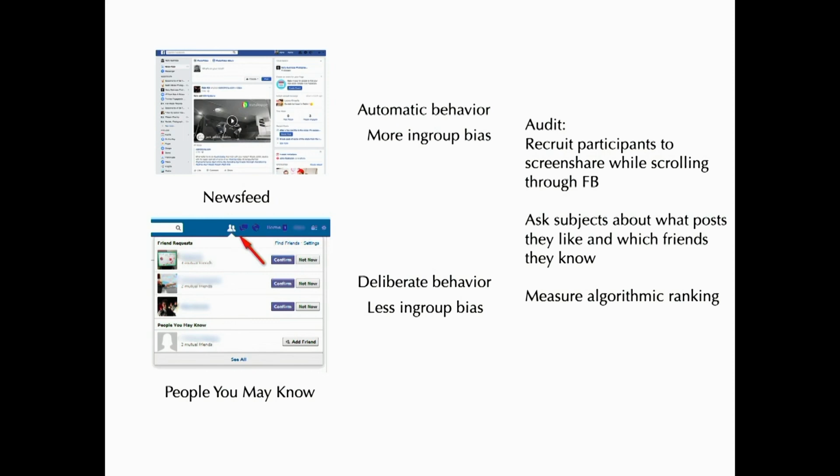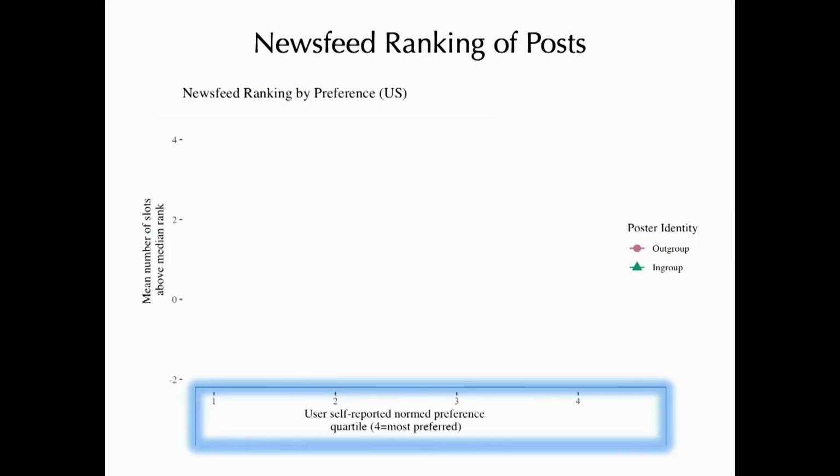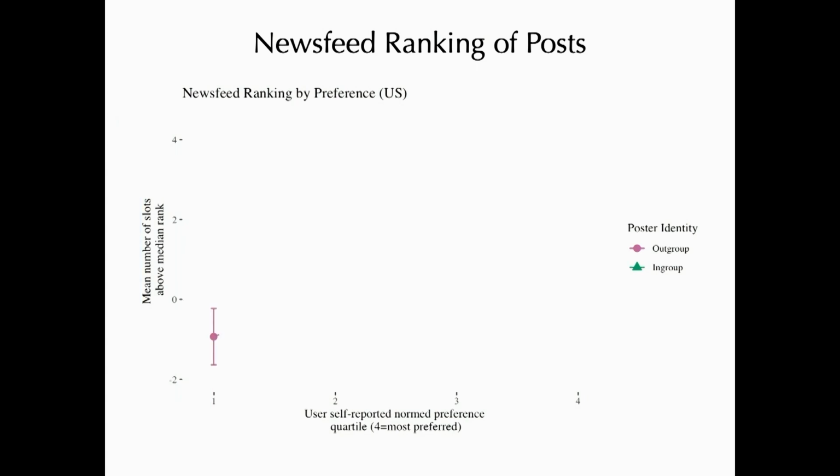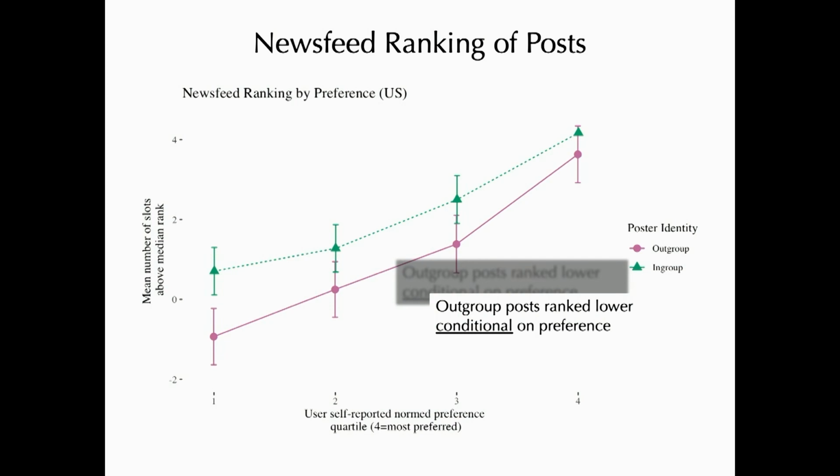Then I'm going to measure the algorithmic ranking. So the good news is, if I put self-reported preference for the post on the x-axis and the rank on the y-axis, you find that in fact, posts that are liked more are ranked higher. But at every level of likingness, outgroup posts are ranked much lower conditional on preference. So much so that a significant fraction of your friends, who you have chosen to be friends, for the posts you like about them, they're being hidden from you further down the timeline by the algorithm.